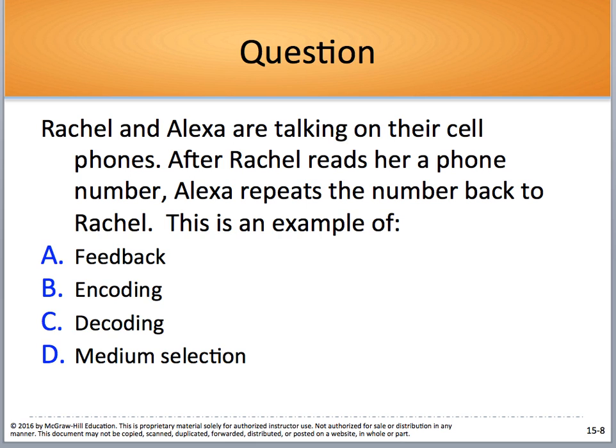So let's look at this. Rachel and Alexa are on their cell phones. They're talking. After Rachel reads her phone number, Alexa repeats the number back to Rachel. Is this an example of feedback, encoding, decoding, or medium selection? They're talking on the phone. After Rachel reads her a number, Alexa repeats the number back to Rachel. The correct answer is A, feedback. I got the message. I'm Alexa. I have the message. I'm reading it back to Rachel. That's the feedback that I get from the message.